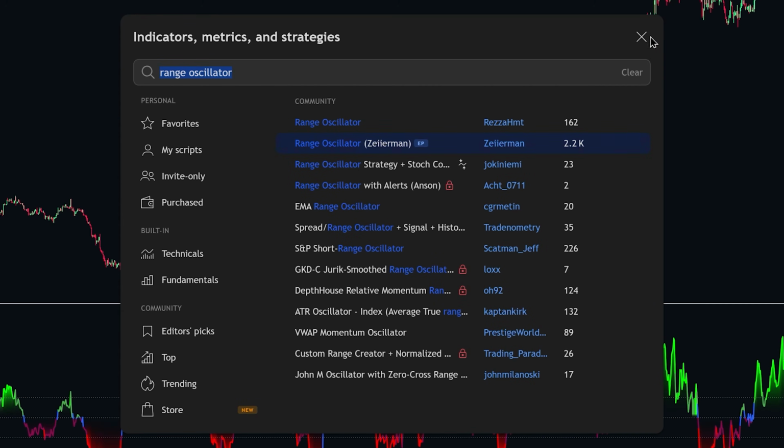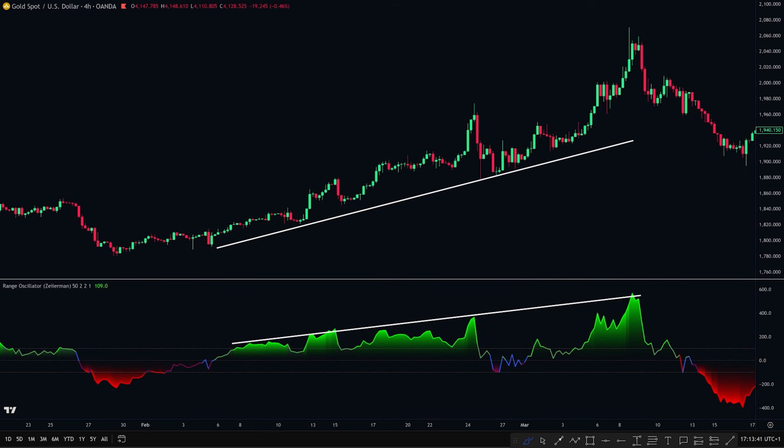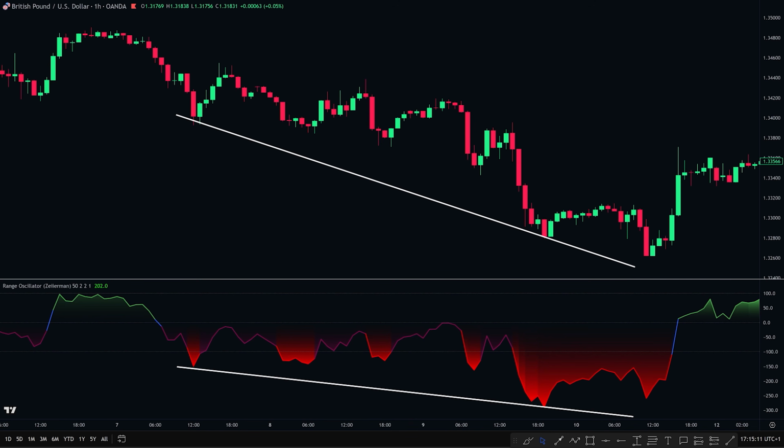Alright, once you load the Range Oscillator indicator onto your chart, here's what you'll notice immediately. When the oscillator prints green bars, it means bullish pressure is building. If those green bars rise consistently, momentum is strengthening, and price is gaining upward expansion. When the oscillator prints red bars, it shows bearish pressure. A steady drop in the red zone confirms weakening price and increasing downward momentum.